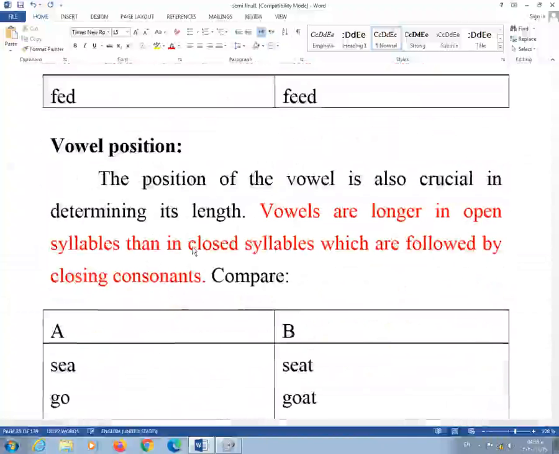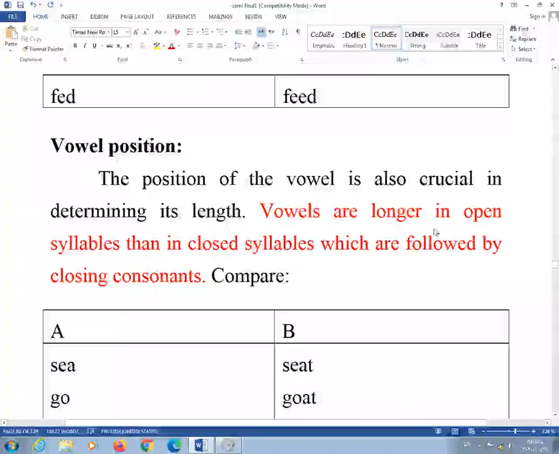حاجة برضو بتأثر في طول الفاول، وهي الvowel position. حاجة اسمها vowel position. What's this? The position of the vowel is also crucial in determining its length. Vowels are longer in open syllables. This is a very important piece of information you should know. Vowels are longer in open syllables than in closed syllables, which are followed by a consonant, a closing consonant.